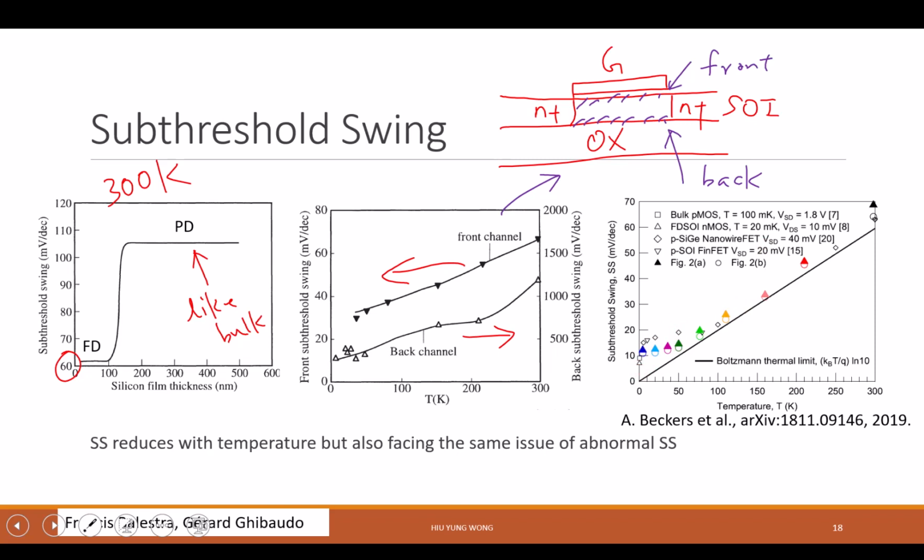Are we going to talk about FinFETs? Yeah. After SOI, we talk about FinFET. But yeah, we finish SOI first.